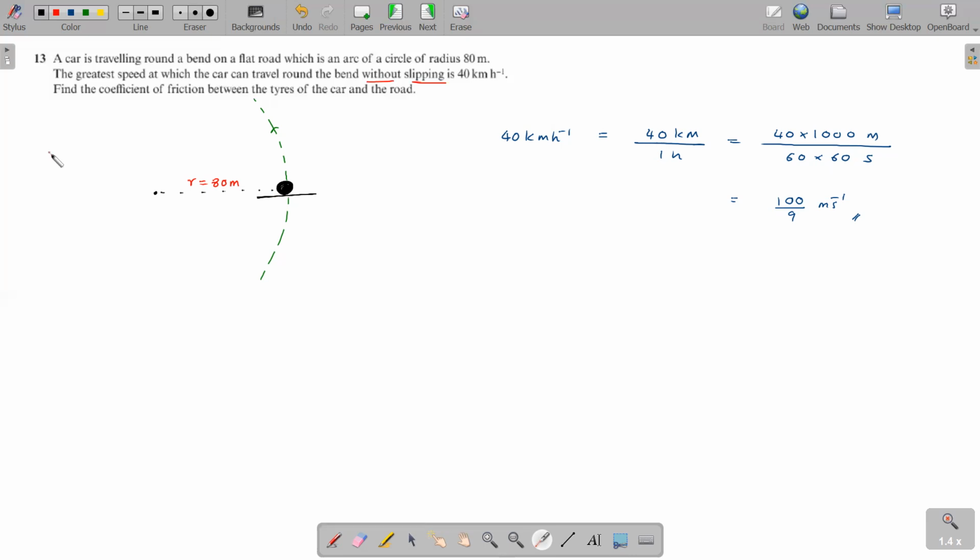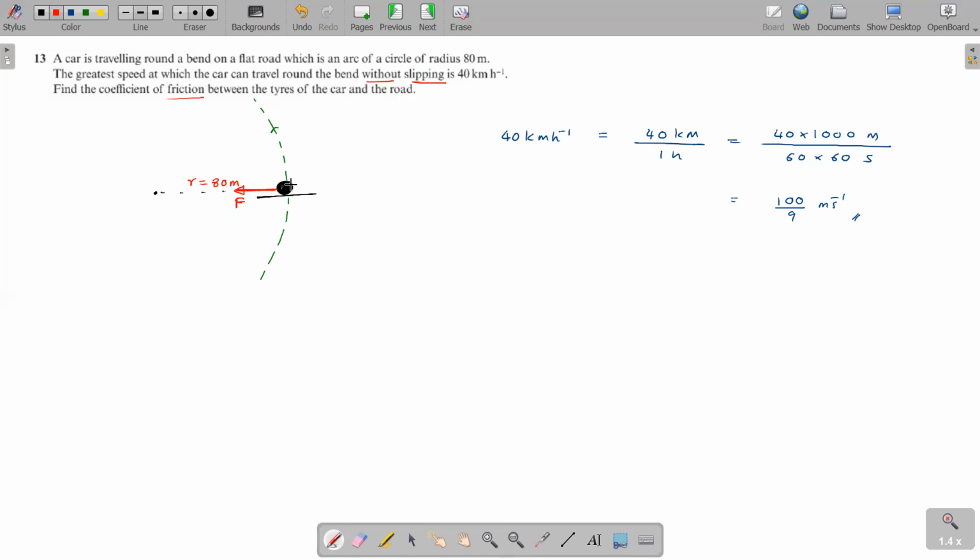So in that case, what's going to keep this in the circular path? What is the force that's keeping it in? It's the friction force, right? So it's the friction force. That's what they're asking you to find, the coefficient of friction. Anyway, it's the friction force that will hold the car in this circular path.